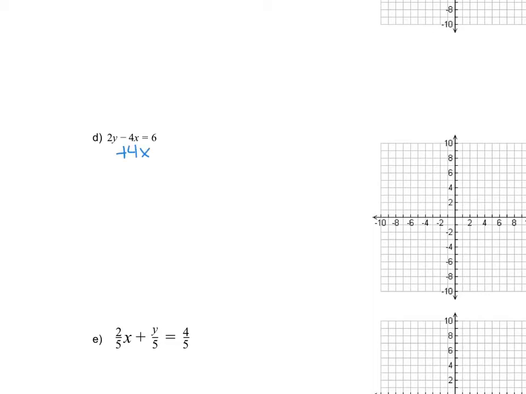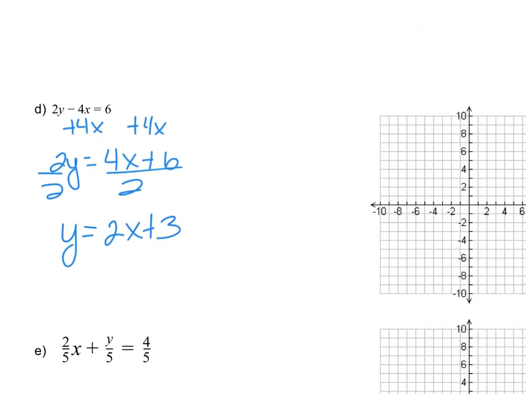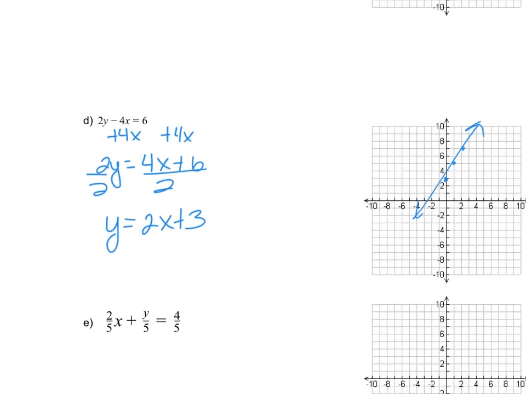So I'm going to add 4x to both sides. That gives me 2y equals 4x plus 6. Divide everything by 2. y equals 2x plus 3. So now you're ready to graph. Your y-intercept is at 3. Your slope is 2, so up 2 over 1. Connect them, and there is your line.